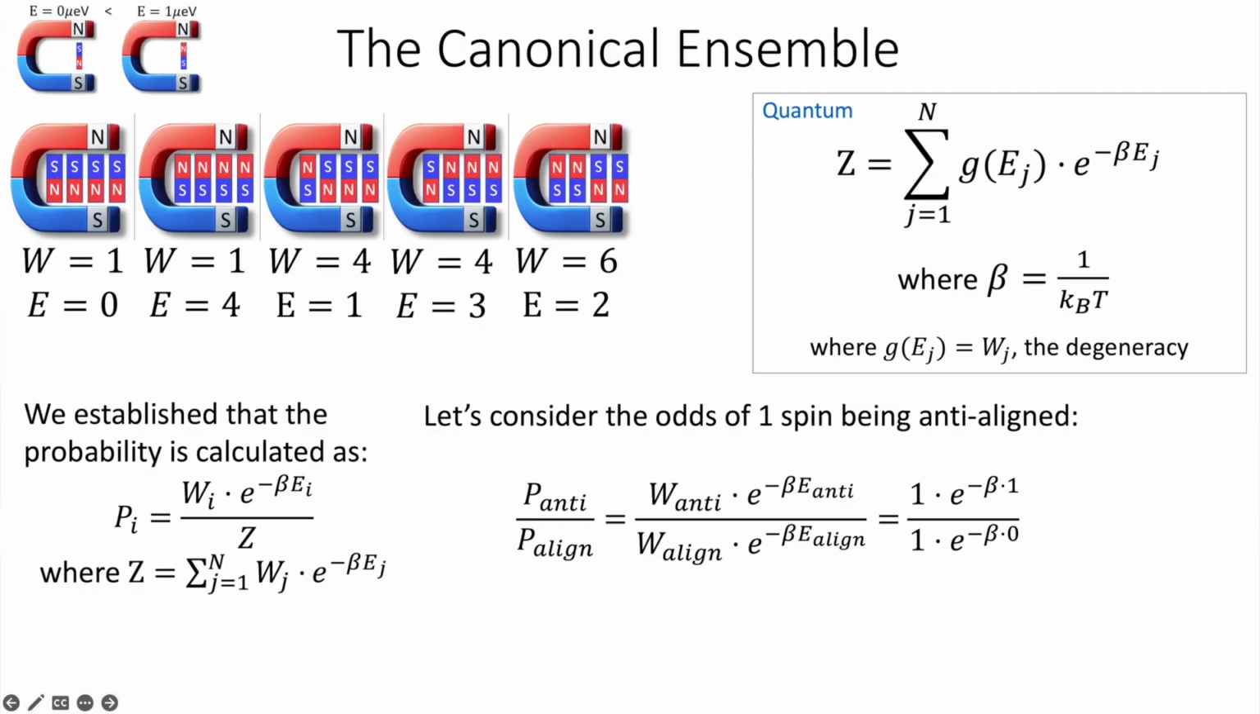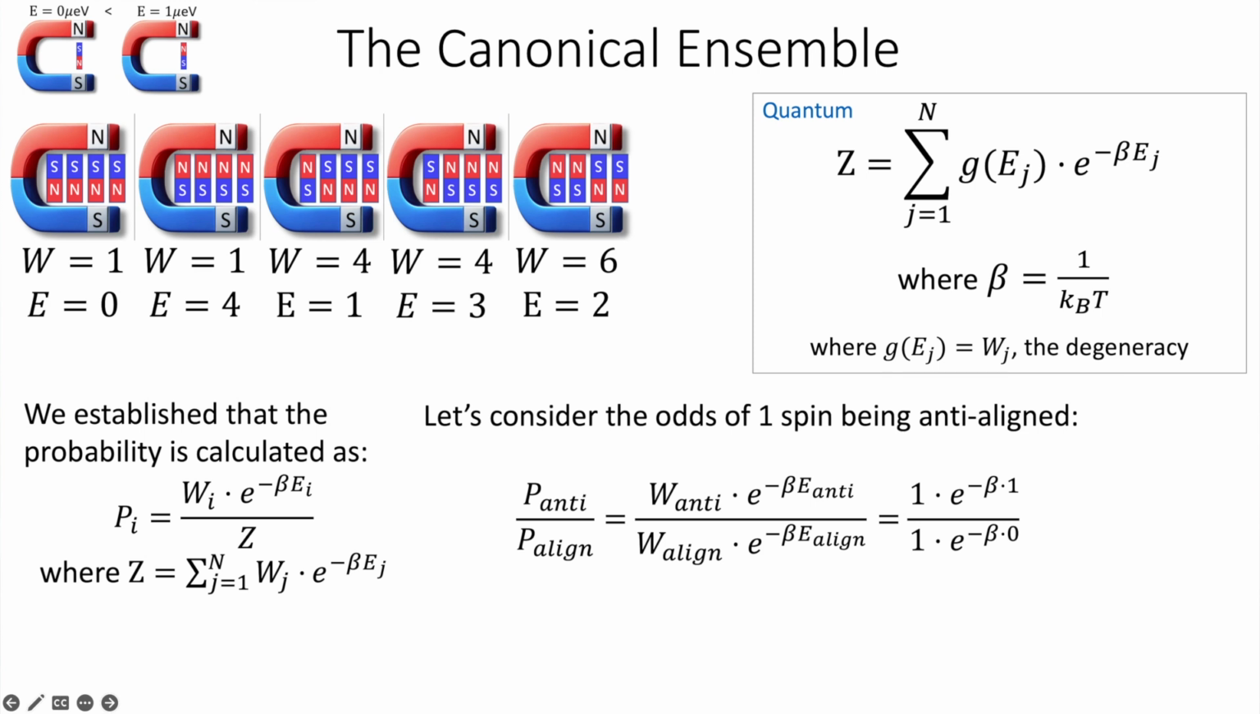So if we take our probability expressions here for anti-aligned versus aligned, this is what we get, right? We're looking at just one spin. There's only one way to do this, right? So W is going to be 1, and you're going to have e to the minus beta 1 if it's fighting against the magnet, right? Anti-aligned, and 0 if it is aligned with the external field.